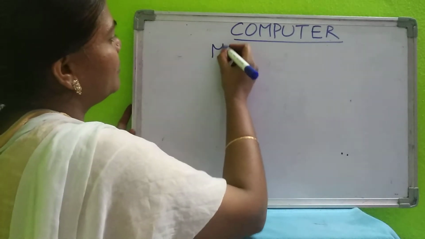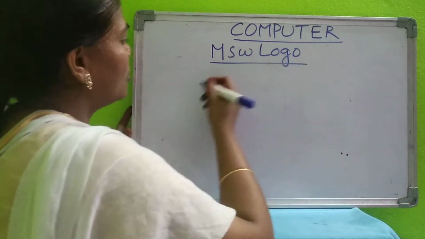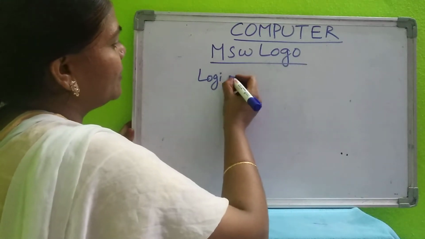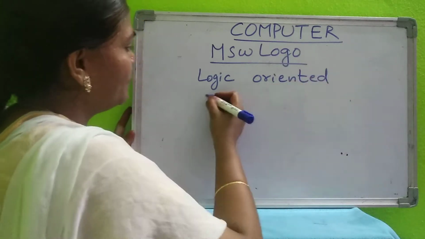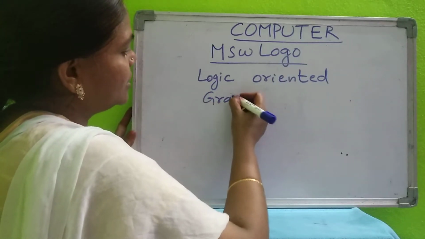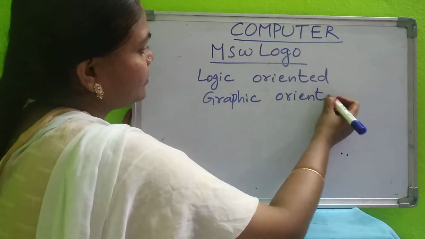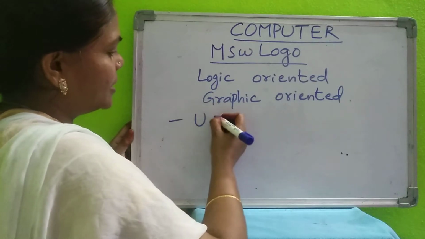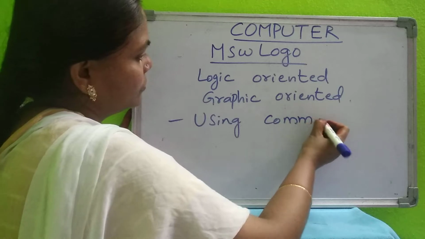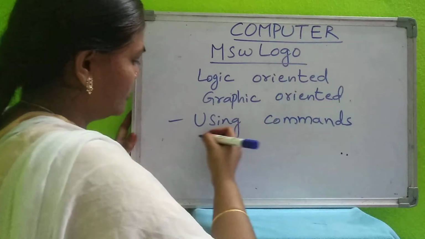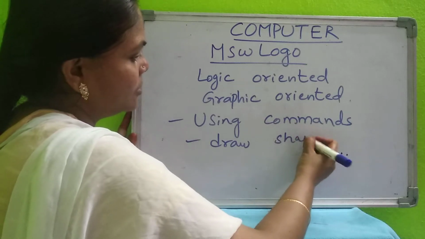So what is our lesson name? Introduction to MSW logo. Logo means logic oriented, graphic oriented. Logic oriented means commands. Using commands we will draw different shapes. Graphic oriented means using commands we will draw different shapes.